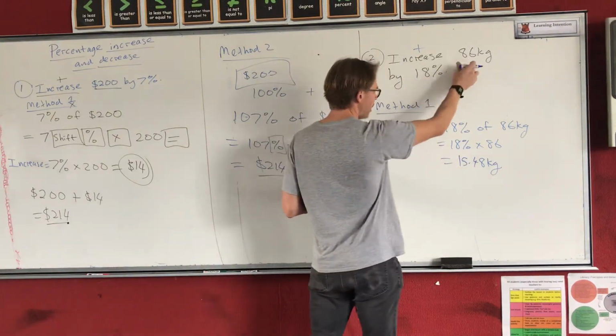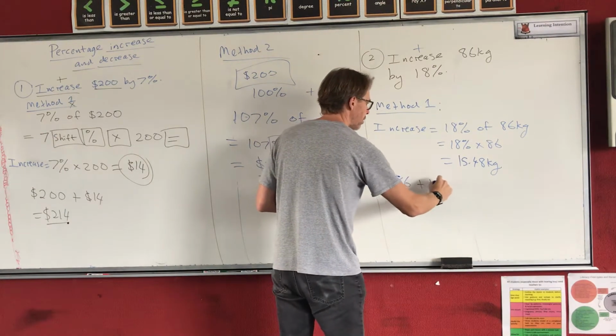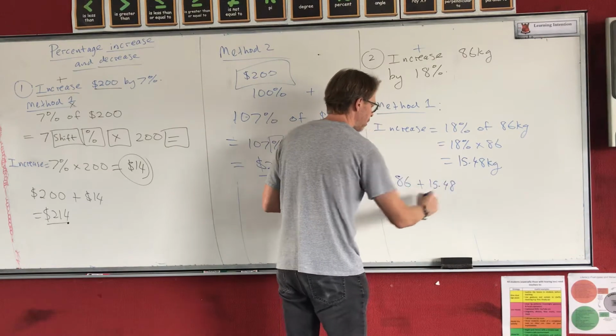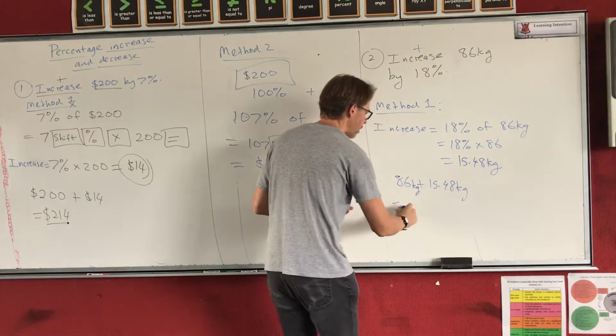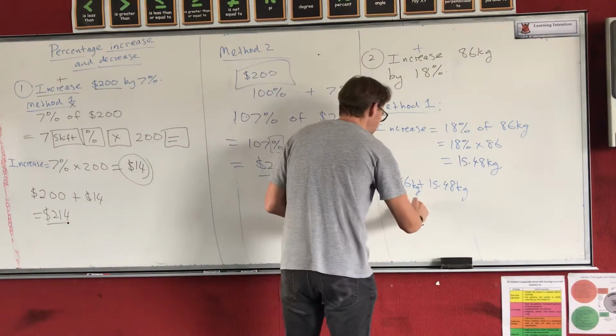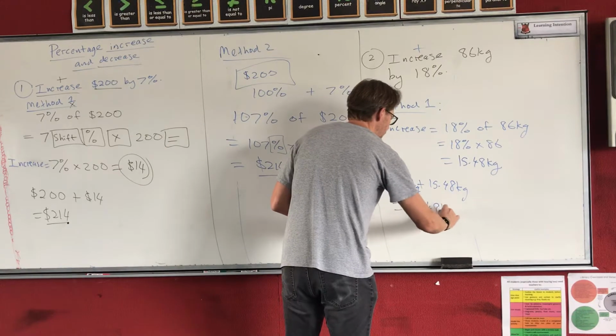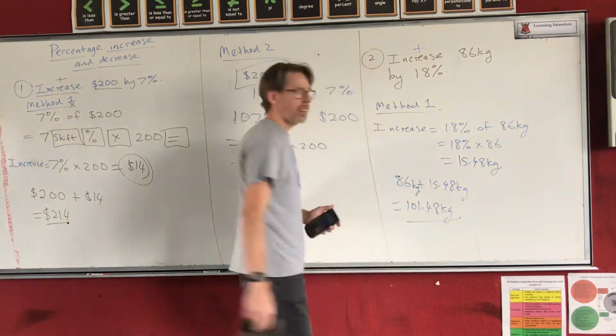So we're going to take our original weight, 86, plus 15.48, and add those together, and you'll get 101.48 kilograms. That's your final answer.